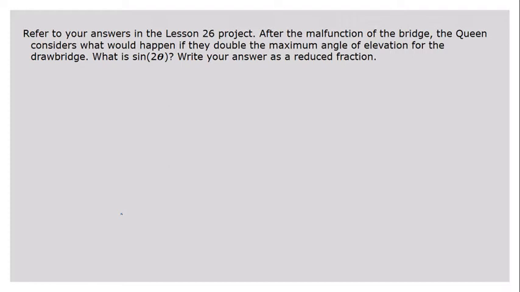Refer to your answers in the lesson 26 project. After the malfunction of the bridge, the queen considers what would happen if they double the maximum angle of elevation for the drawbridge. What is sine of 2 theta? If we look at our double angle identity, sine of 2 theta equals 2 cosine theta times sine theta.